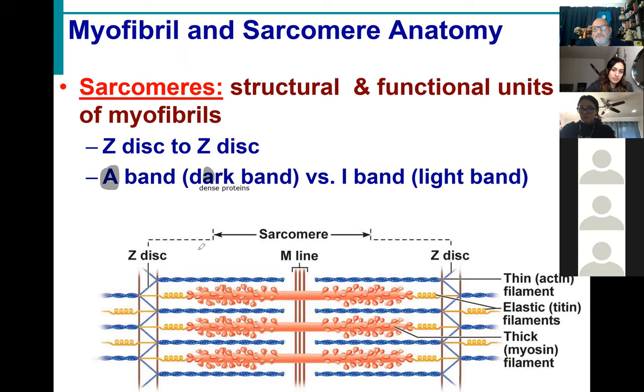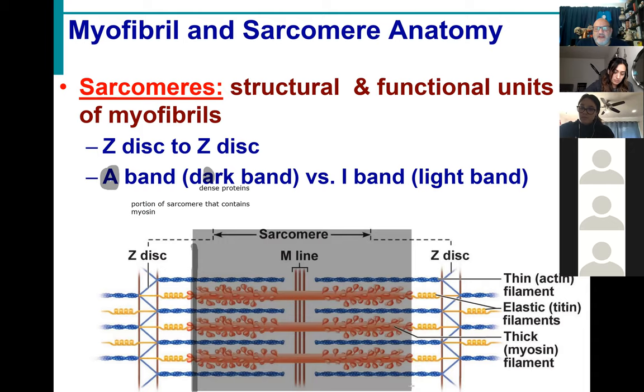Now, what is the thickest filament? Myosin. So the A band is the portion of the sarcomere that contains myosin. So notice on our illustration here, from the end of the myosin here to the end of the myosin there, that would be the dark band, or what we call the A band. So the light band is basically going to be the part that does not have myosin.